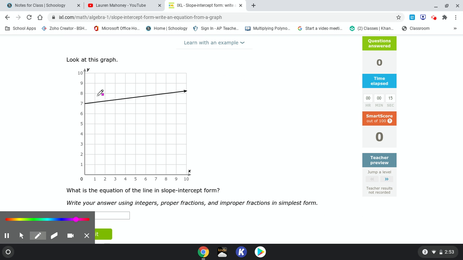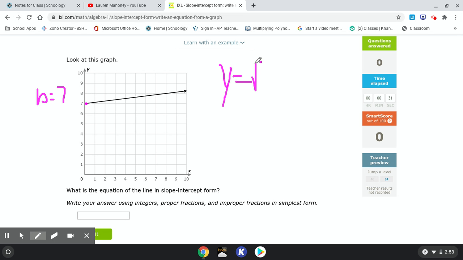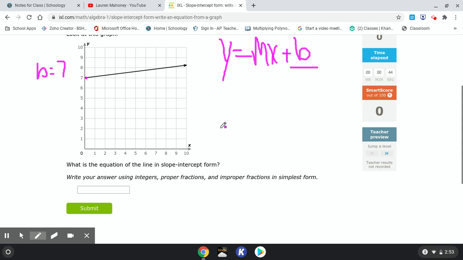in this section, you are given a graph and you have to write an equation from the graph. Slope-intercept form is going to be the easiest way to write the equation, because since we have this graph, we can count to find the slope, and we can also find the y-intercept, which is where it crosses the y-axis. So I'm going to get out my pen here and mark. This point here, the 7, that is your b. So b is going to equal 7.